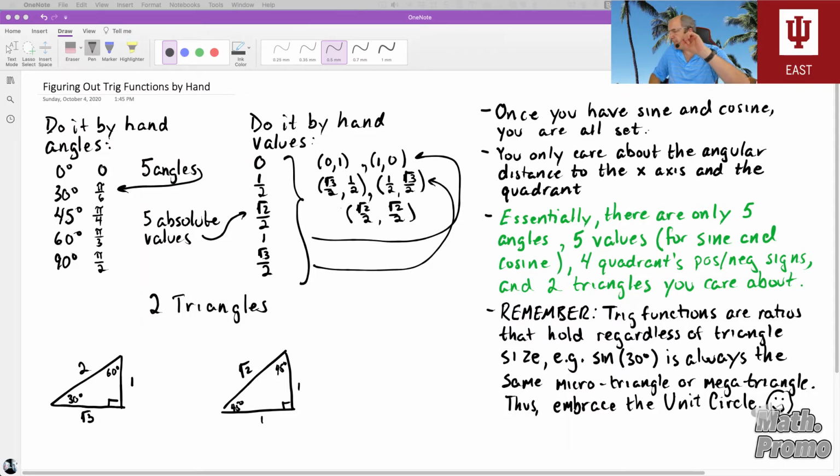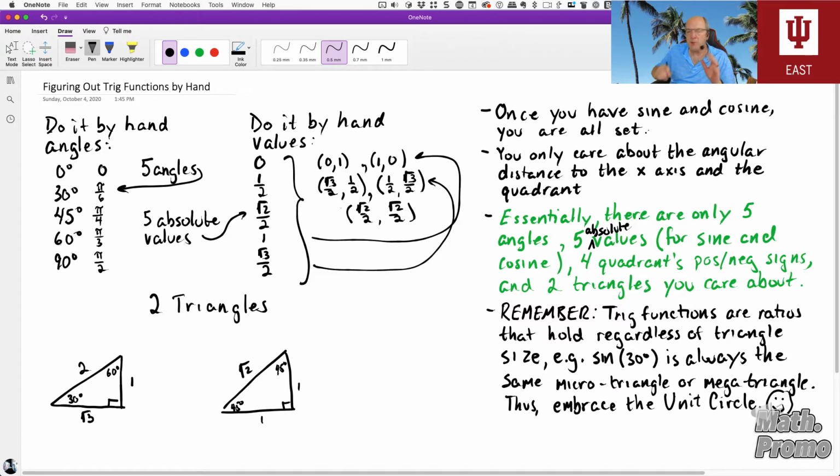Essentially, there are only 5 values that cosine and sine can be, absolute values I should say. Here, let me add that right there. 5 absolute values for sine and cosine, 4 quadrants, so you can know negative and positive, and 2 triangles you care about. Now this is probably sounding like more than it is. When we jump in, you'll see it.